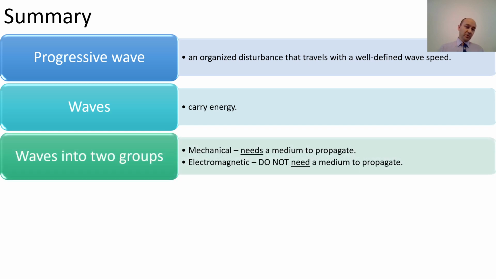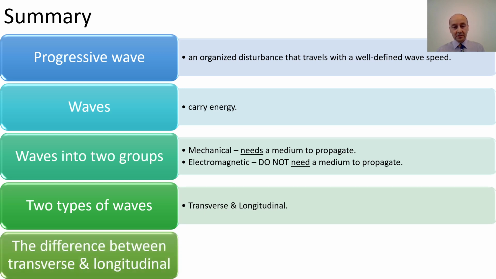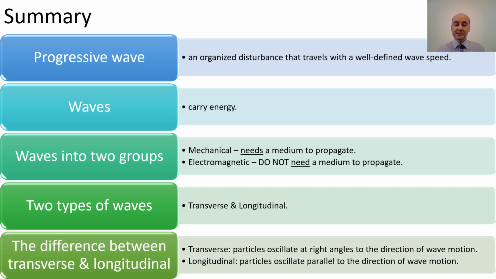It is possible to put the waves into two groups, mechanical and electromagnetic. Mechanical waves do need a medium to propagate. Electromagnetic waves do not need a medium to propagate. And there are two types of waves, transverse and longitudinal, and the difference between them is basically focused on the difference between the way particles move and the way energy travels. As long as you know that difference, you're done.